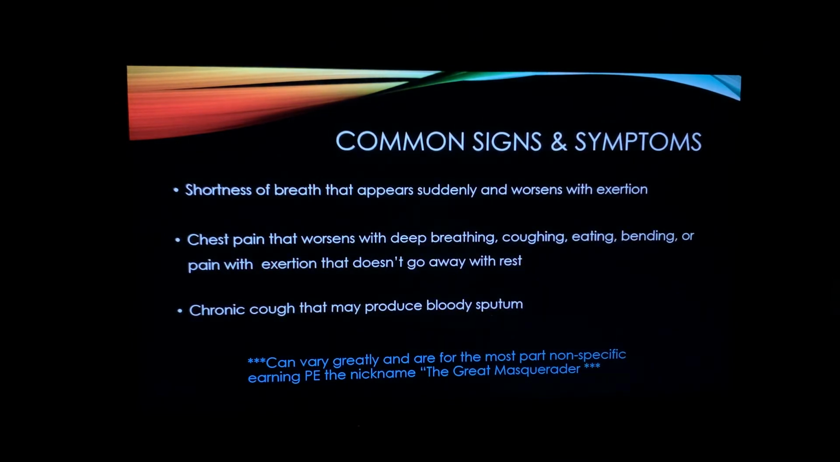Common signs and symptoms are shortness of breath that appears suddenly and worsens with exertion. Our patient showed this, but again, she had asthma. Chest pain that worsens with deep breathing, coughing, eating, bending, or pain with exertion that does not go away with rest, and chronic cough that may produce bloody sputum. These symptoms can vary greatly and are, for the most part, non-specific, earning PE the nickname the Great Masquerader. Non-specific means that it can be present in many other conditions.